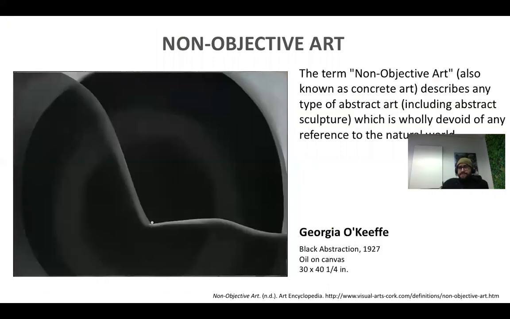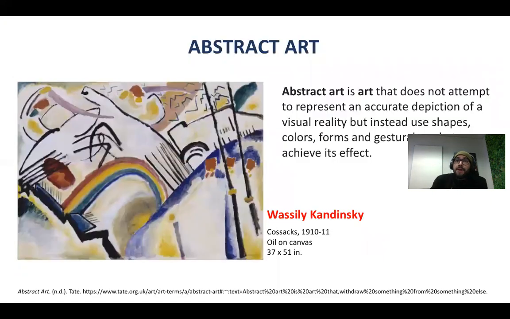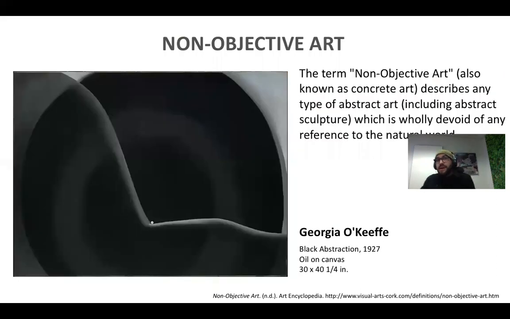So, non-objective art. This is a term that describes types of abstract art, including abstract sculpture, but this is wholly devoid of any reference to the natural world. Abstract art can relate to something concrete that gives us associations that help us comprehend what the piece is about. When it comes to non-objective art, those associations are taken away from us.